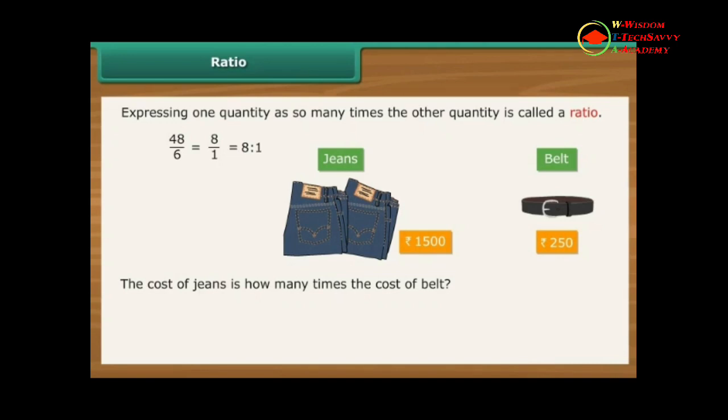To calculate the ratio, first divide 1500 by 250. It is the same as 6 divided by 1. Express it as a ratio, that is 6:1. Therefore, we can say that the pair of jeans is 6 times more costly than the belt. Comparison of quantities, values measured in different units.